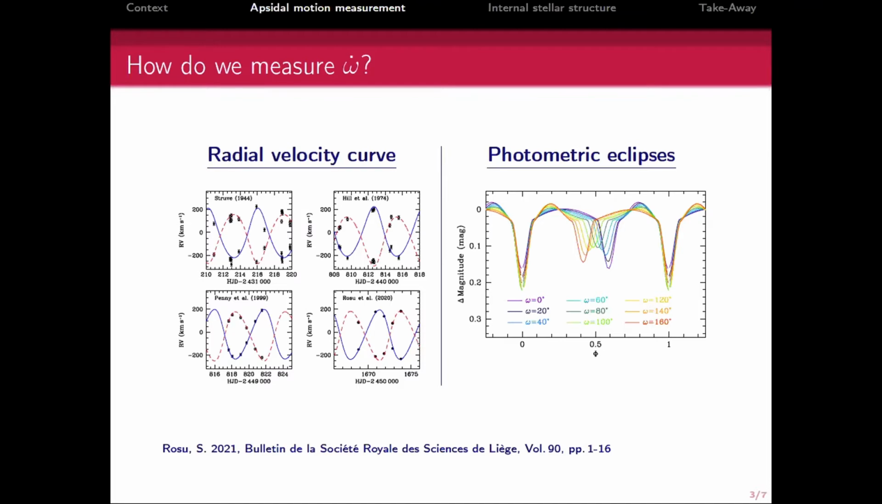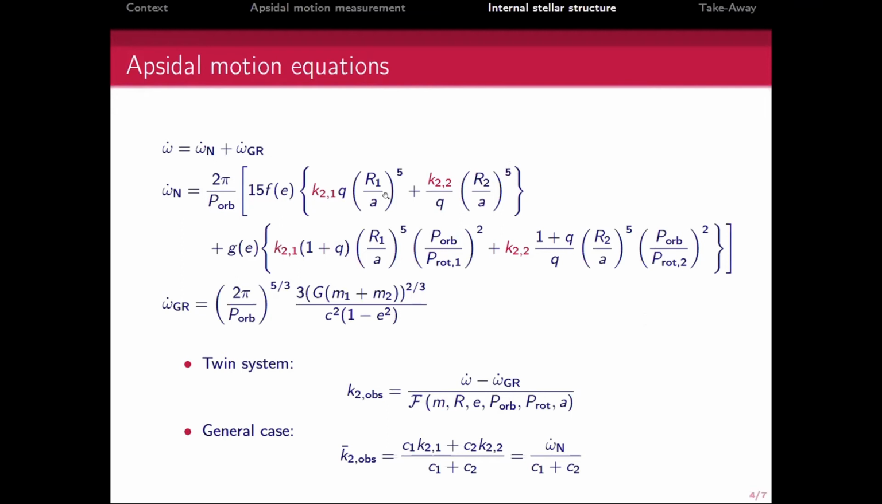So now that we have a better idea of how we can estimate this apsidal motion rate, how can we make the most of it to constrain the internal structure of the stars? Well, to this end, we show here the apsidal motion equation of a system. It is basically made of two contributions: a Newtonian contribution and a general relativity correction. The Newtonian contribution is itself the sum of two contributions, the one arising from the tidal interactions occurring between the two stars and the one arising from the rotation of the stars.